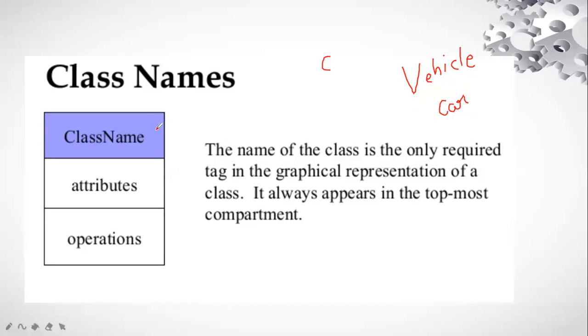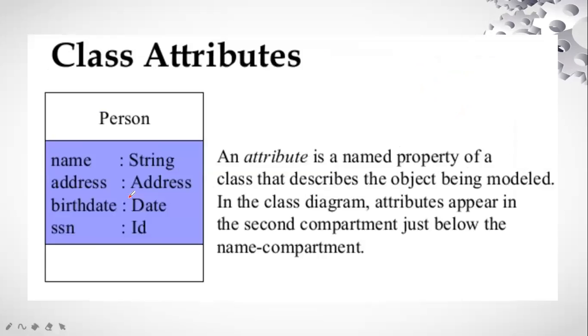So first of all we have to define the name of the class. The name is required and is defined in this rectangular box at the topmost compartment. Let's say vehicle is the class name, so I'll just give the name vehicle here. Now the second one is the attributes. We all know what attributes are. Let's take an example of a class named person.